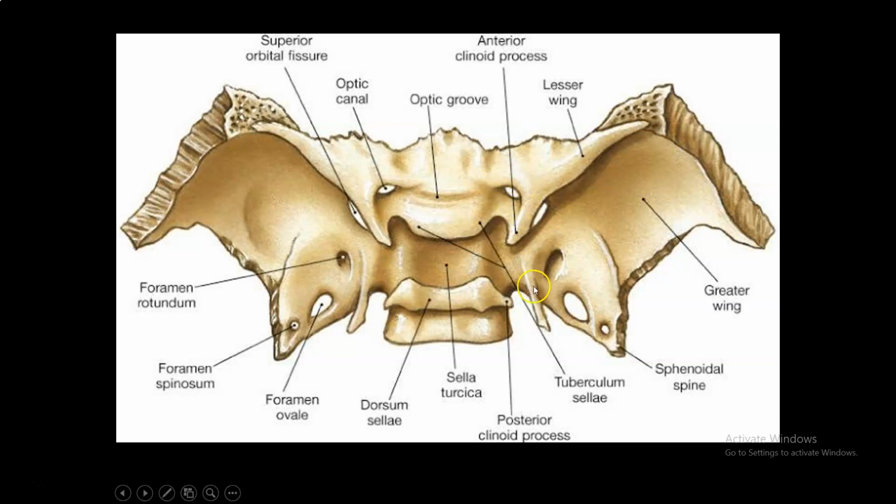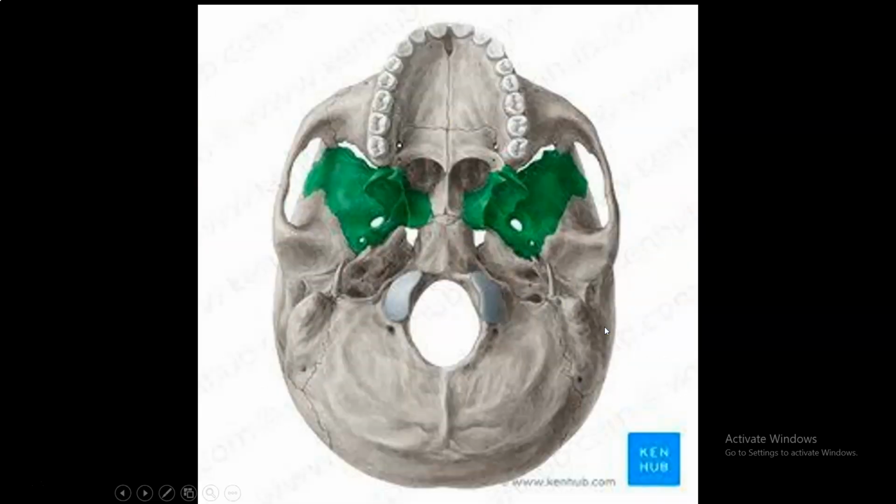And the base of the middle fossa contains the foramen rotundum medially, foramen ovale, foramen spinosum posteriorly. So these foramina are all present in the sphenoid bone. Also, we can see a part between the greater wing of the sphenoid and the lesser wing, which is the superior orbital fissure. So optic canal, superior orbital fissure, foramen rotundum, foramen ovale, and foramen spinosum.